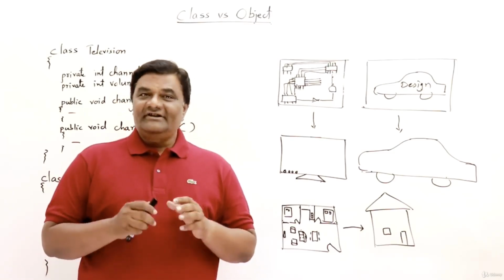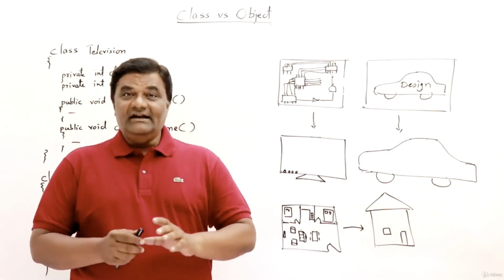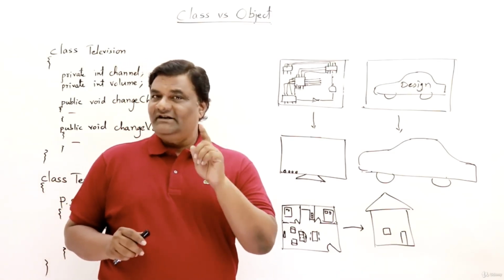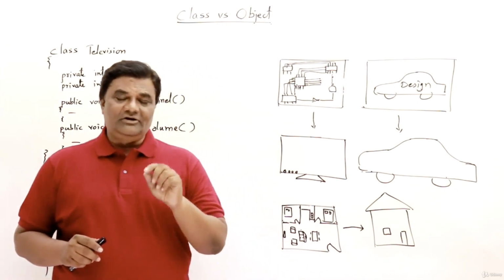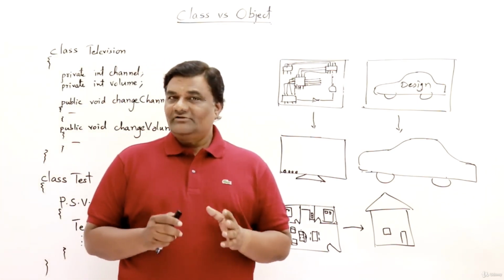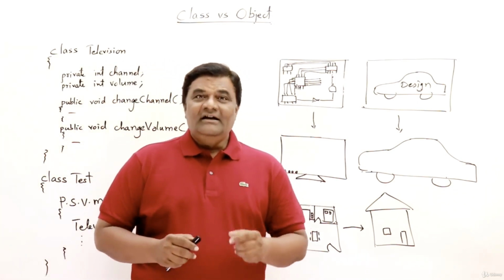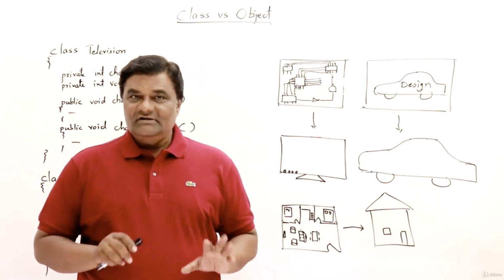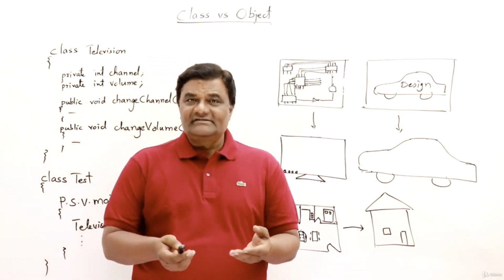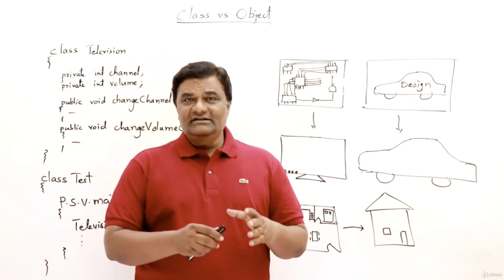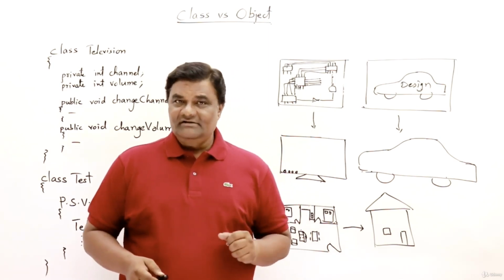Now let us look at the difference between class and object. So first of all, I will take an object and explain what it means by object. As per object-oriented programming, we say that anything in the world is an object. Means object is a thing. So anything in the world you can call it an object.